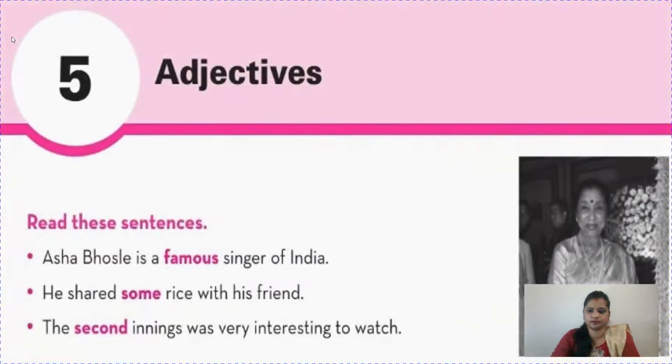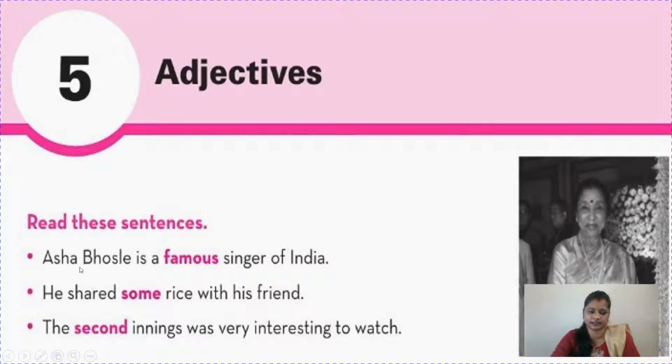So let's start. Children, this is chapter 5 from your book. The name of the chapter is adjectives. Before learning this, I have already explained it in my previous video on adjectives. There we learned that an adjective is a describing word. But what does it describe? It describes a noun or a pronoun. So you can say an adjective is a word that is used to describe or modify a noun or a pronoun. Let's see these examples, children.